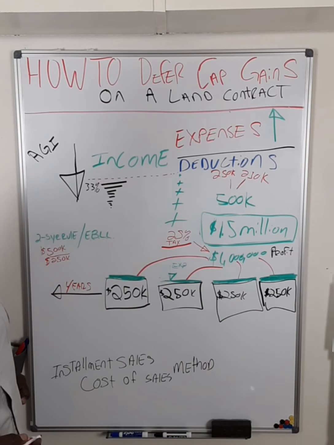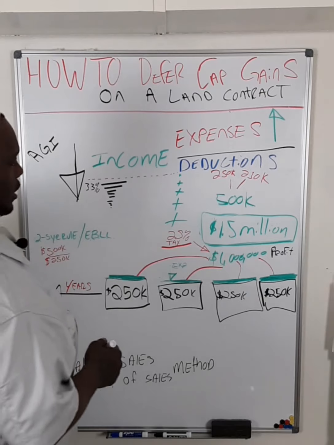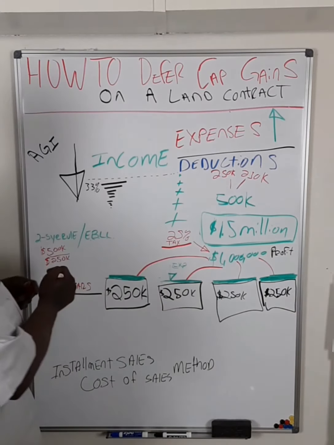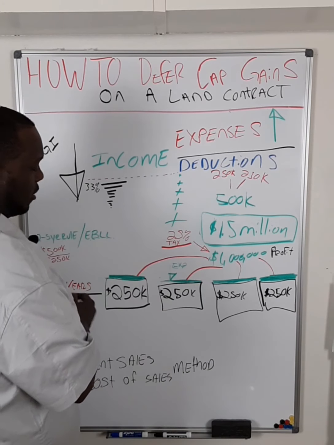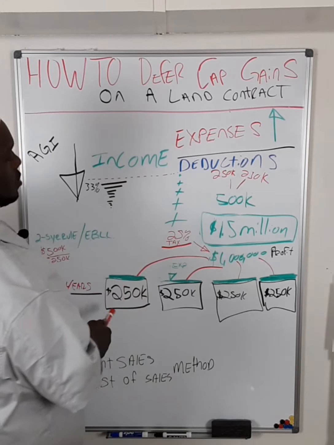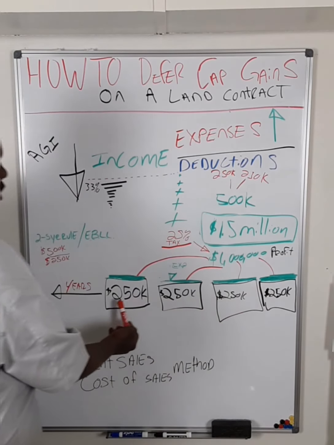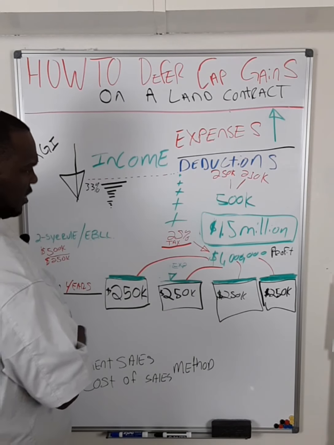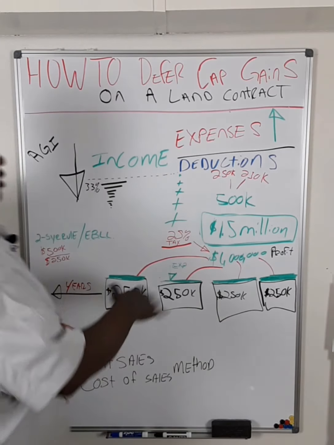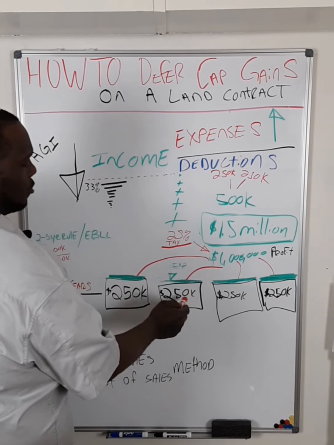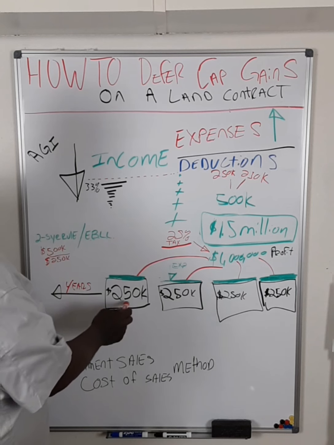So that's just the benefit of the installment sale method right there. So adjust your gross income by receiving your income over years and up to your maximum allowable income.